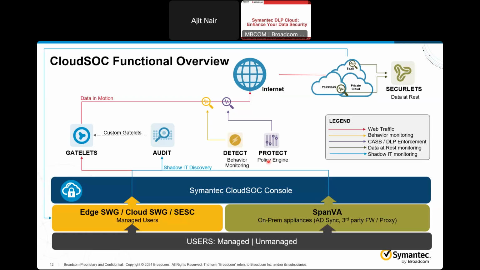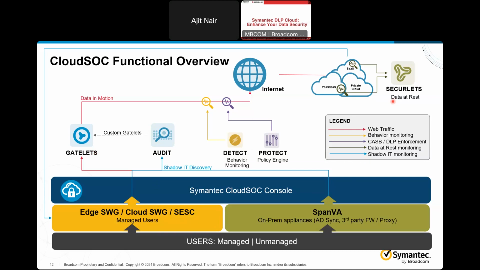Now, data which is in motion is protected through our gatelets, which is over here. So gatelets is a way of securing and protecting your data which is in motion, right? You can have those gatelets configured, and I'll cover those in the upcoming slides as well, where I'll show you exactly how many gatelets we provide out of the box in our CloudSOC portal. So gatelets help you protect your data which is in motion, and securelets is for data at rest.